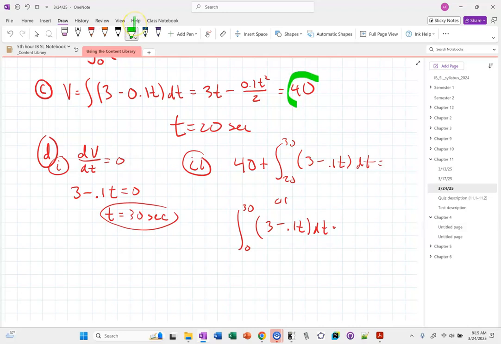Because I know this is how much we put into tank A, right? That took 20 seconds to get there. I know we're empty at 30 seconds, so whatever I fill from 20 to 30, I would have to add to 40, and that'll do it. Or I could just do the integral from 0 to 30. Either one will give me the same result. What do you guys think? Is that okay?